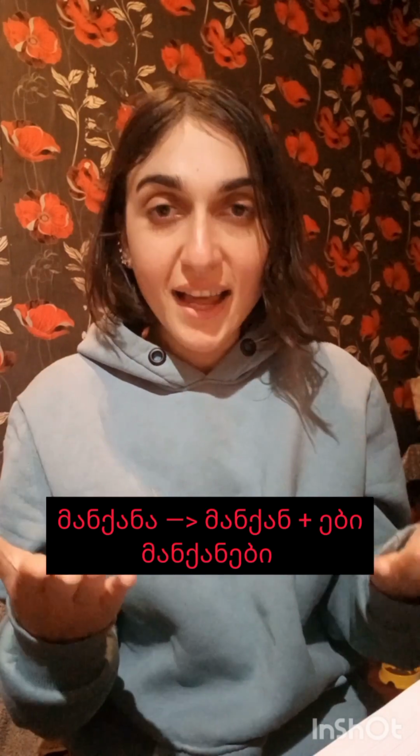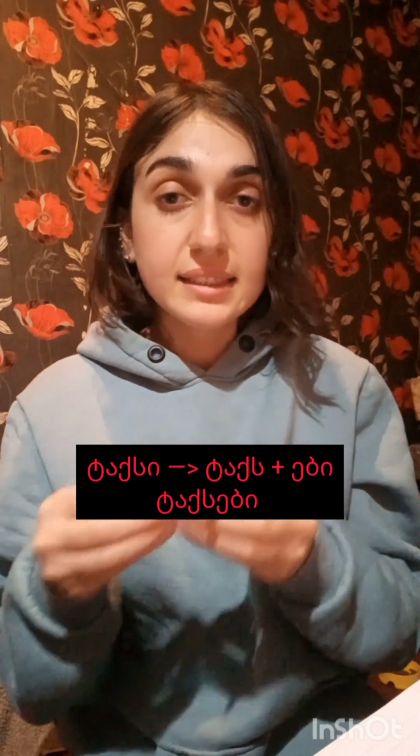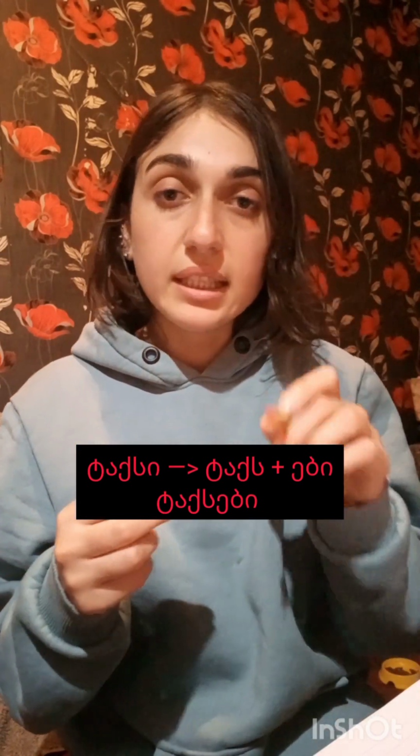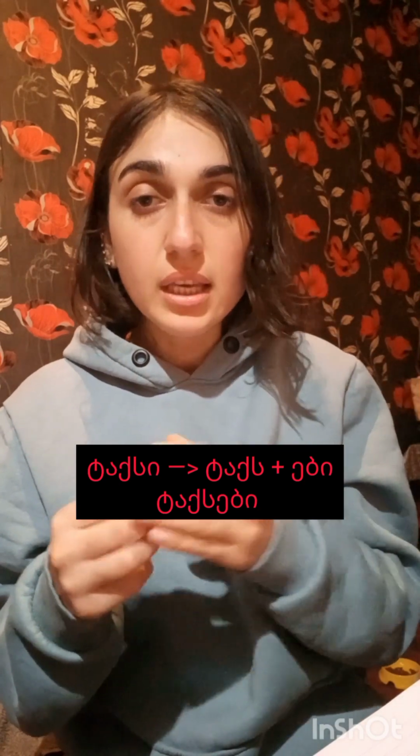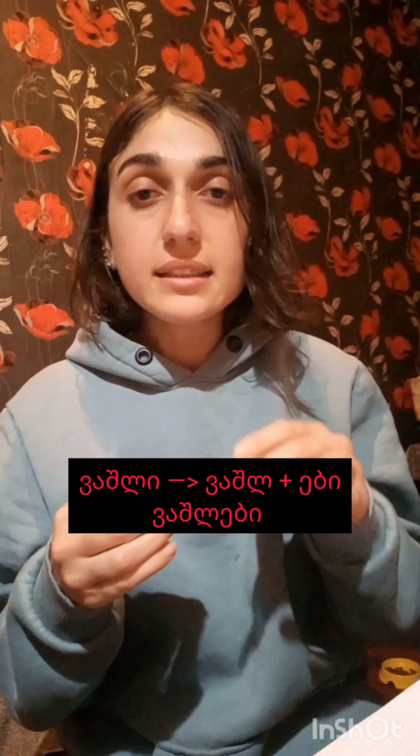For example, taxi in Georgian is taksi. Here, as you see, our last letter is i. So when we want to say taxis in the plural, we have to delete this last i and then add -ebi. It will become taksebi. Or, for example, apple in Georgian is vashli. Here also our last letter is i. When we want to say apples, we will delete this last i and we will add -ebi. It will become vashlebi.